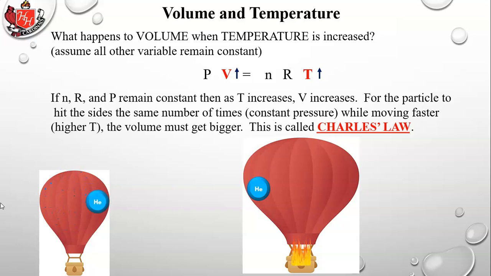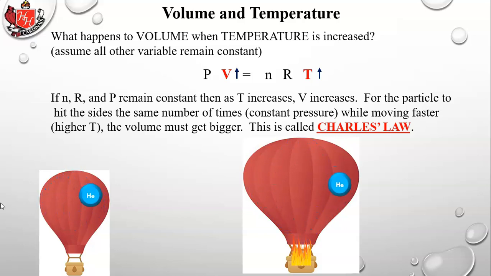So we're going to go ahead and make that one go around. But you've increased the temperature, so the particle on the right is moving faster because it's under higher temperature. If it's moving faster, but you want it to hit the sides the same number of times, keeping the pressure equal to the one on the left, then the only way to do that is to expand the balloon, to make it travel a farther distance.